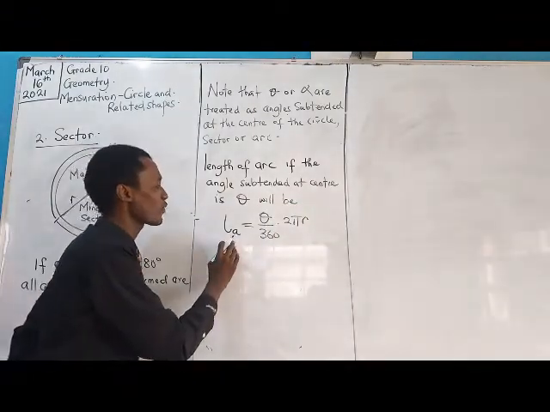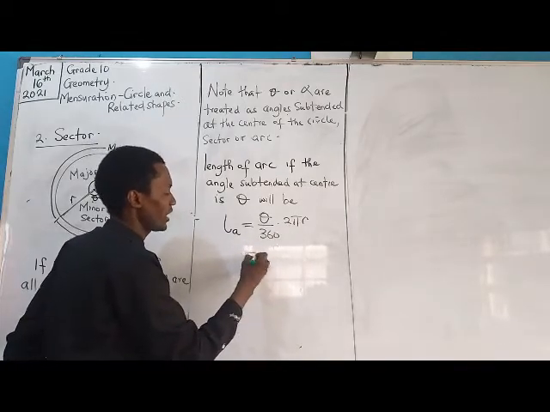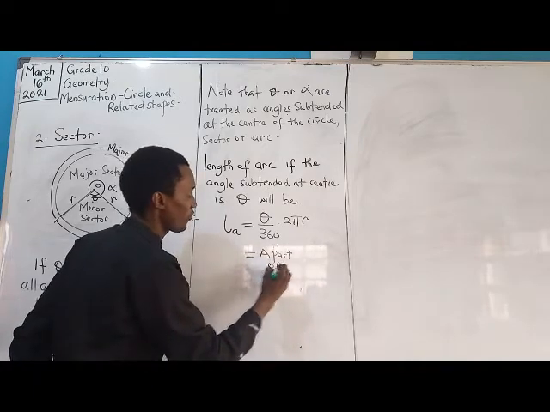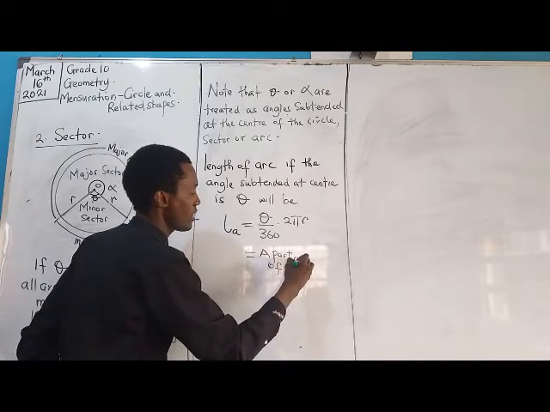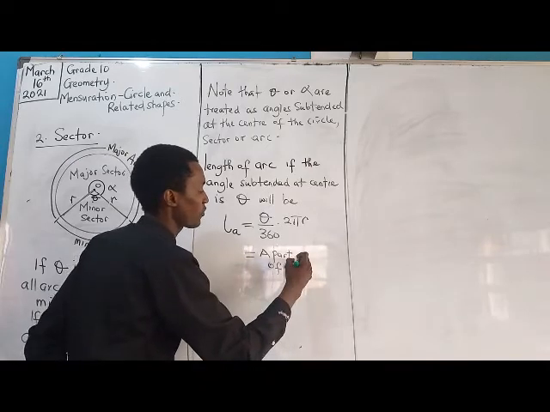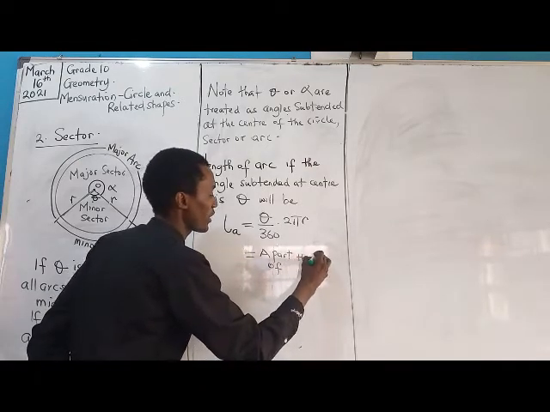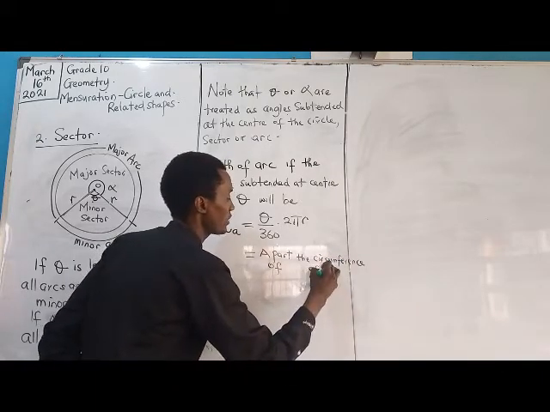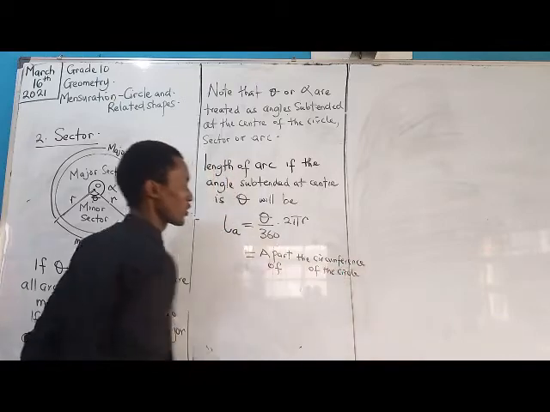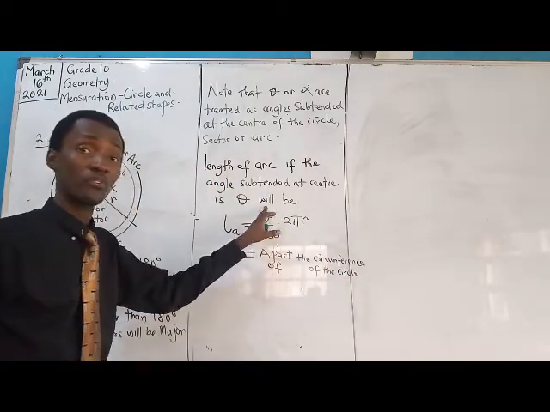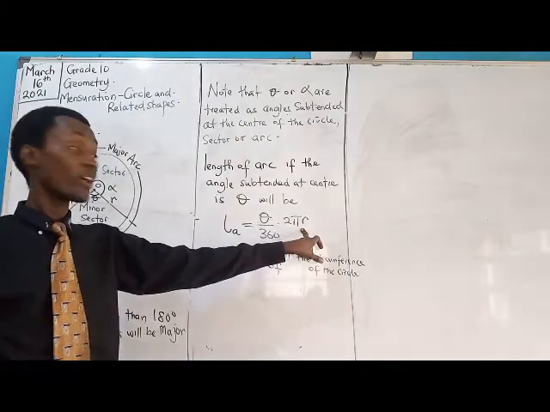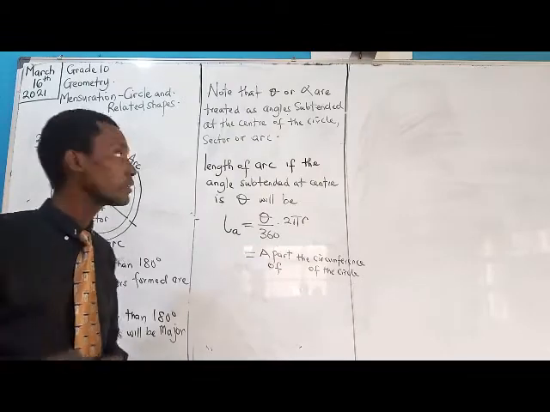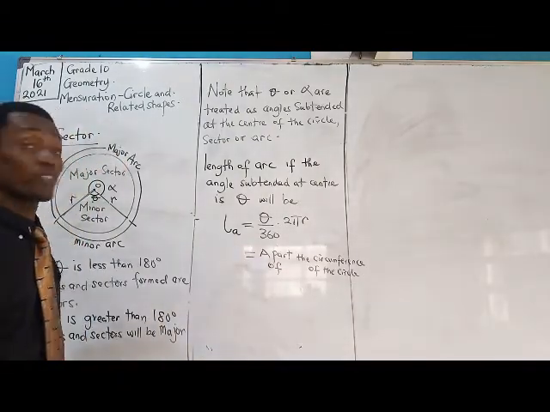So the length of arc refers to a portion of the circle. Let me put it in English: a part of the circumference of a circle. So this theta over 360 means a part of, times the circumference of the circle. That gives you the length of the arc of the circle.